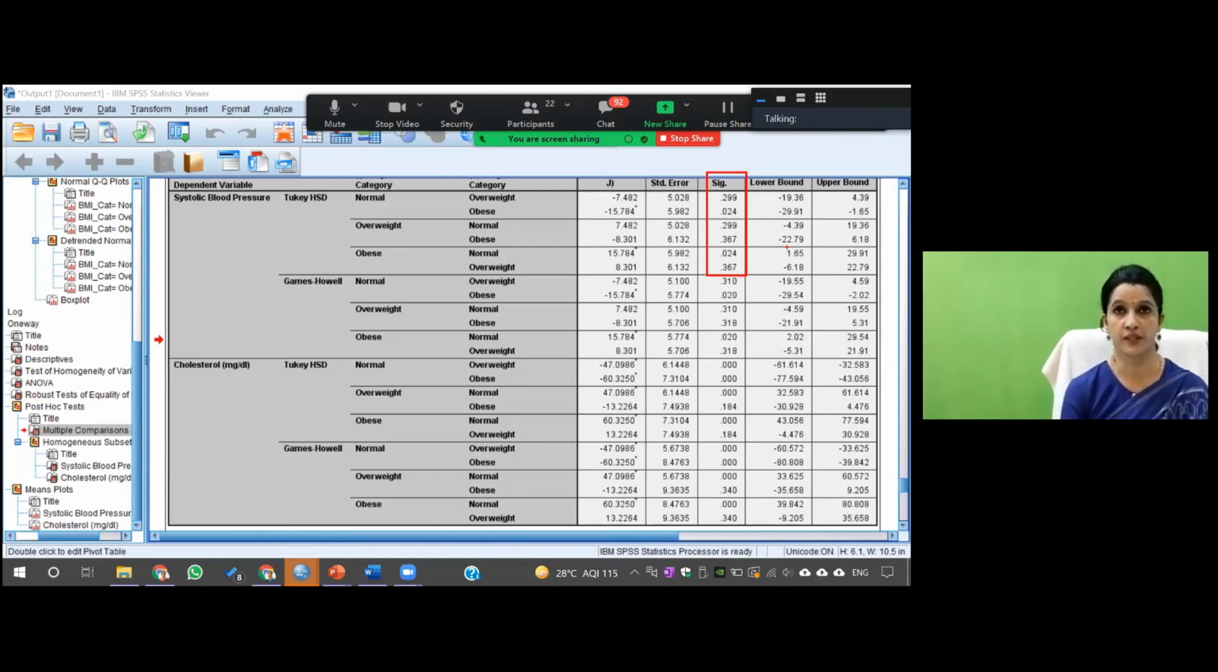Normal and obese, yes. And did you understand why in one row this is minus and in the other row it is plus? Can you see? The values are the same. The only difference is minus and plus. So can anyone explain this?